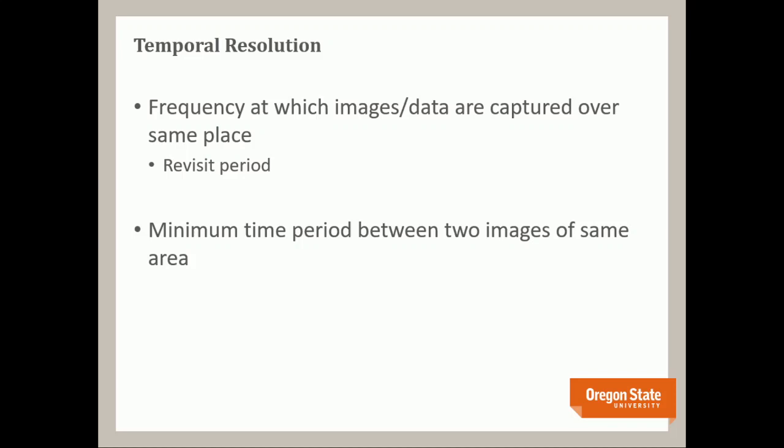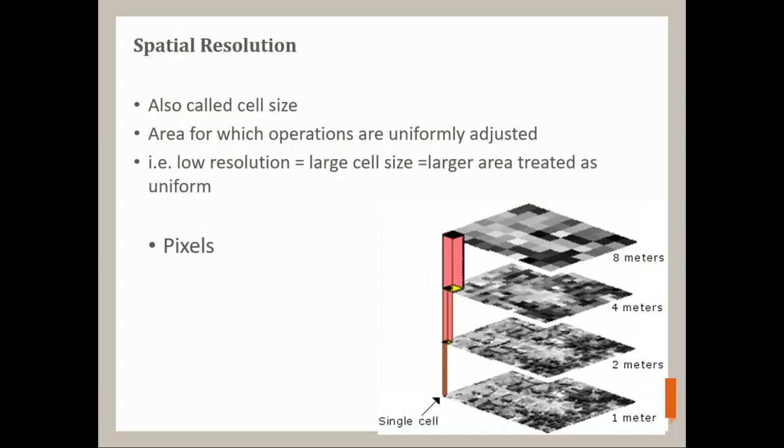Temporal resolution is the frequency at which images or data are captured over the same place, the period to revisit or acquire the information after an interval. So this is the temporal resolution, the minimum time period between two images of the same area. A satellite like Landsat captures the same location after a 16 day interval. Spatial resolution, also called cell size, is the area for which operations are uniformly adjusted.